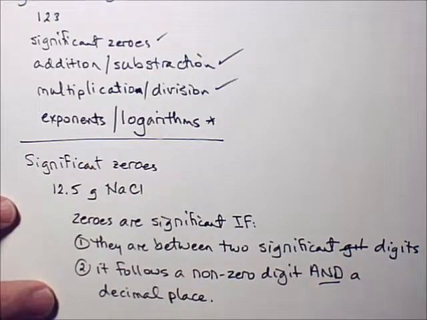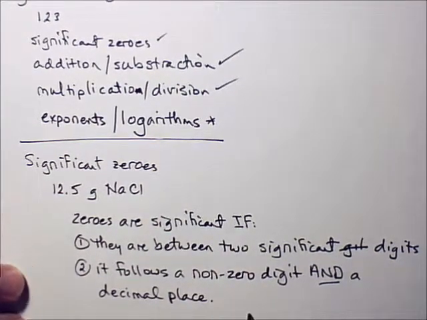All right. So under this rule, if a zero is going to be significant, it must both follow a non-zero digit and follow a decimal place.